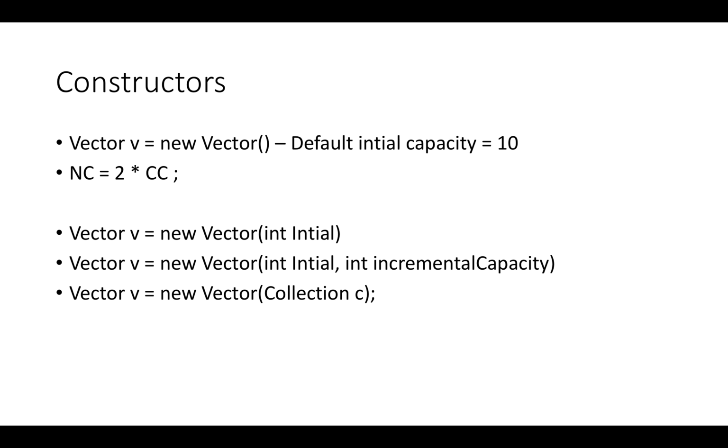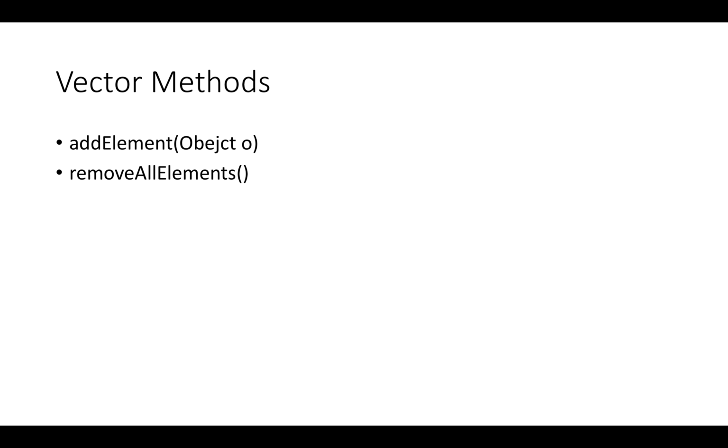We can also convert any collection object into a Vector. There are methods in Vector such as addElement and removeAllElements. Since it's a legacy class, you can see the methods have long names, but in newer classes like ArrayList or LinkedList, it's just add or remove.